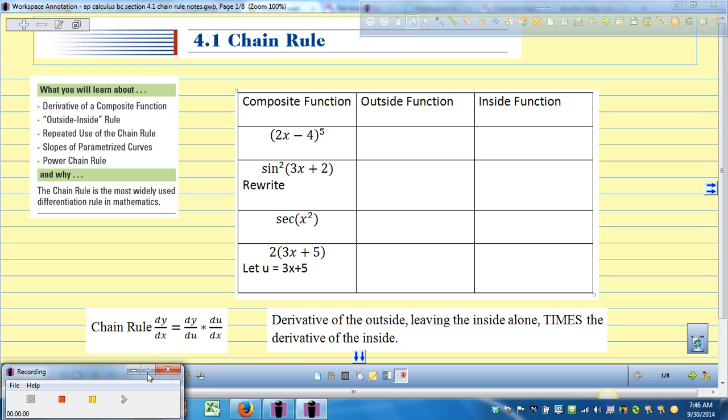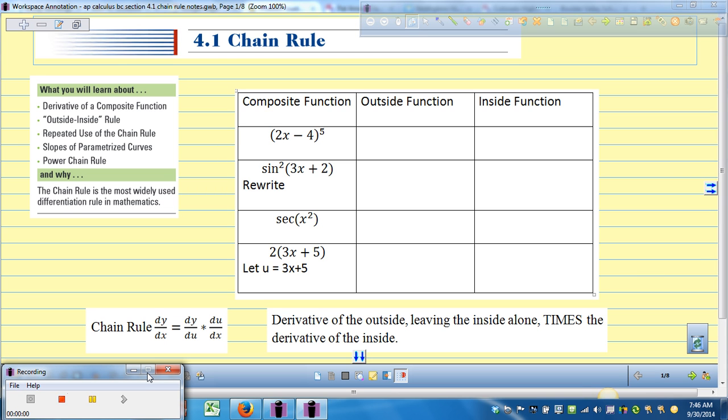Multiply it all out, and then take the derivative of the expanded polynomial. Well, 2x minus 4 to the fifth would be a pain to multiply it all out. And when we get into trig functions, it gets a little trickier. There's nothing we can do to multiply it out sometimes. So we need to have some method that we can use to take the derivative of these composite functions.